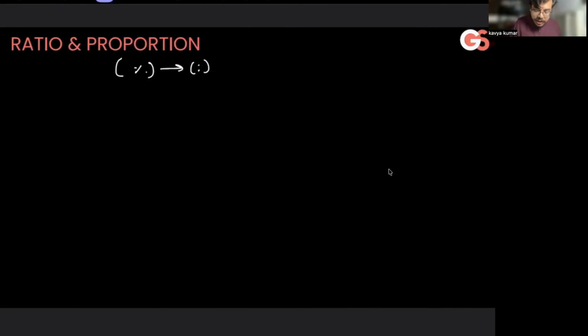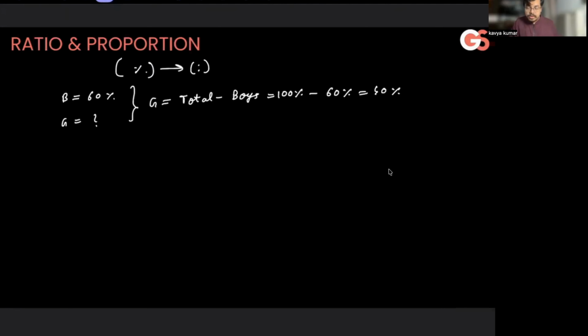Let's say in a class the boys are 60% and the girls we don't know. We also know that we just have boys and girls. So can we find out how many girls there are? Yes, we can. Girls are total minus boys. So total is 100% minus 60%, which comes out to be 40%. So we know that girls are 40%.